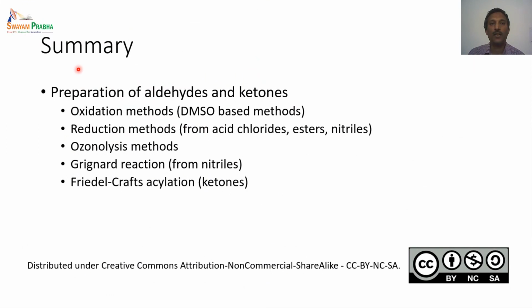In summary, let us recap what we have studied so far. We have studied various methods for the preparation of aldehydes and ketones. We have studied various oxidation methods, basically DMSO, dimethyl sulfoxide based methods. We have also studied Swern oxidation. We have studied various reduction methods, that is, reduction of acid chlorides, esters and nitriles to give aldehydes or ketones. We also have studied the ozonolysis method for the preparation of aldehydes and ketones.